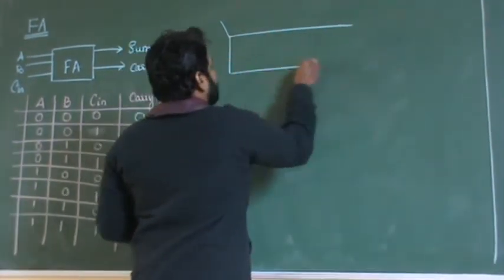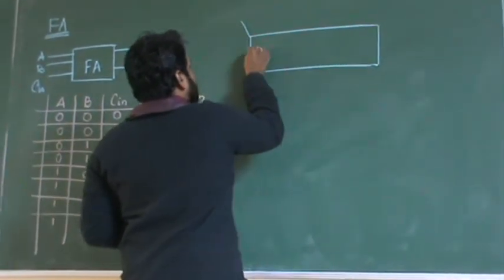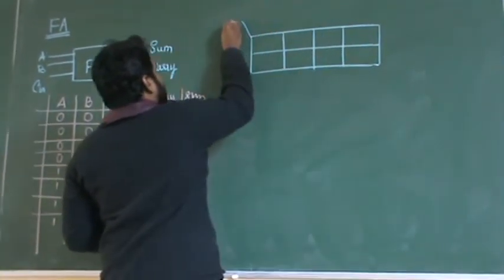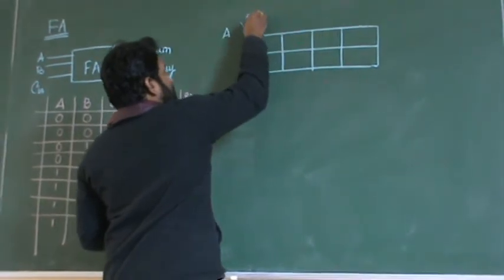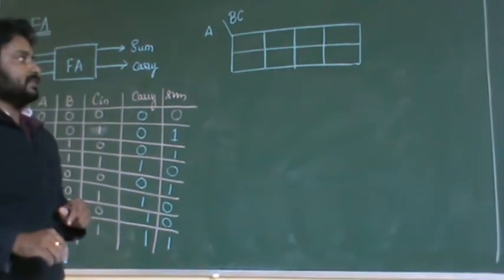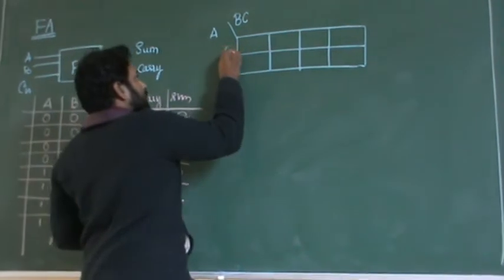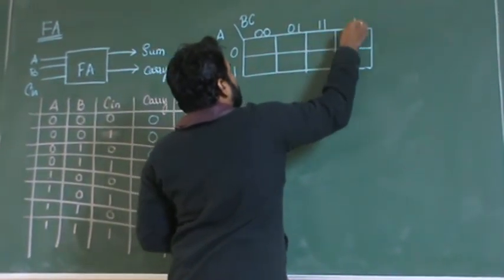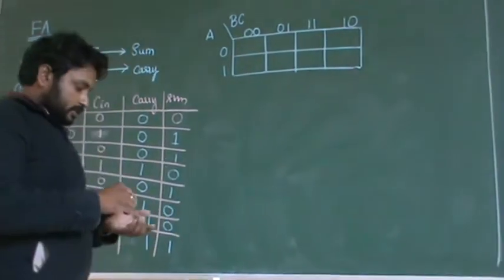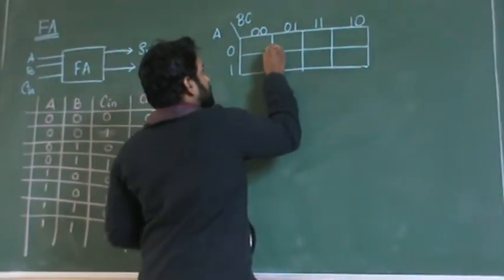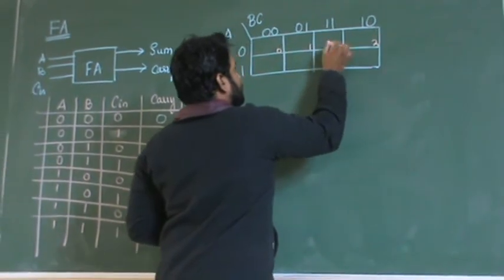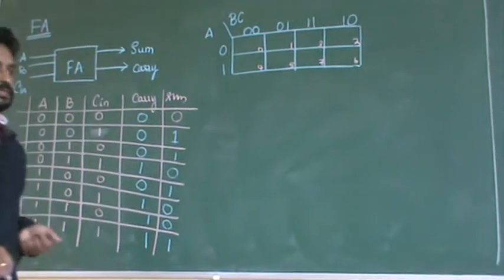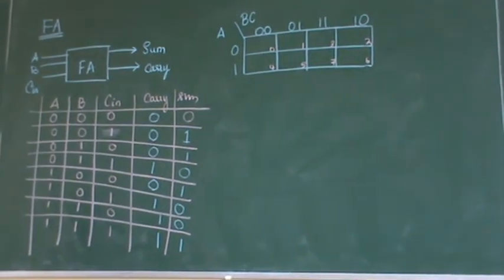So now I have to consider an 8-cell K-map. Since there are 3 variables, A, B, C, you have to consider the 8-cell K-map. So here comes 0, 1, and then 0, 0, 0, 1, 1, 1, 1, 0. So what are the cell numbers for this? 0, 1, 2, 3, 4, 5, 6, 7. So these are the cell numbers for the K-map.